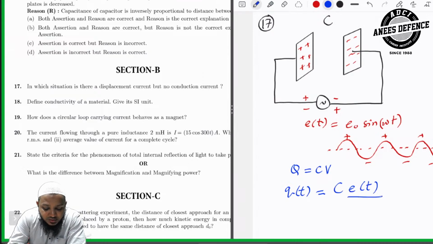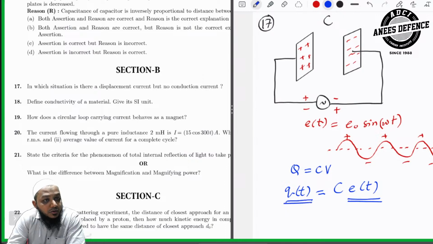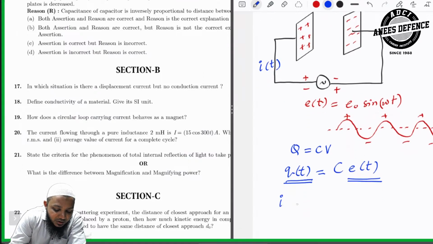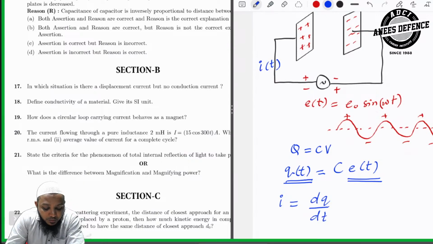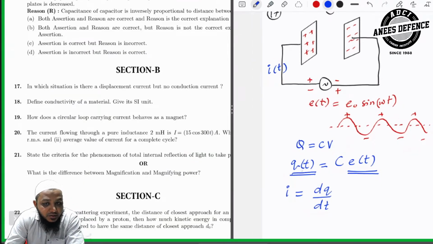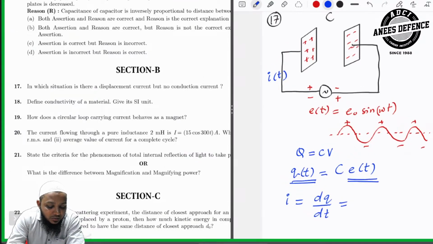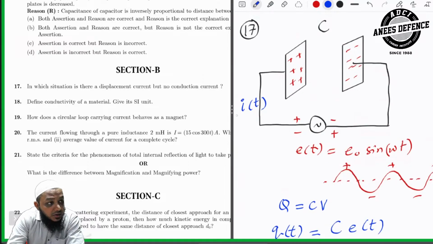Since the potential across the capacitor is a function of time, the charge on the capacitor will also change with time. And since the charge on each plate of the capacitor is changing, there will be some current flowing through this wire, because current is nothing but dq by dt, the rate of flow of charges. Because charges are changing on the plates of the capacitor, dq by dt exists. So I can conclude that some current is flowing through these wires.